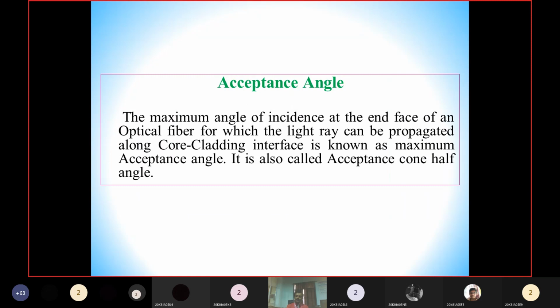Now coming to the acceptance angle. The critical angle is different from the acceptance angle, and I will explain how it is different. See here, I am drawing an optical fiber diagram. This is the core, and around the core there will be a cladding.